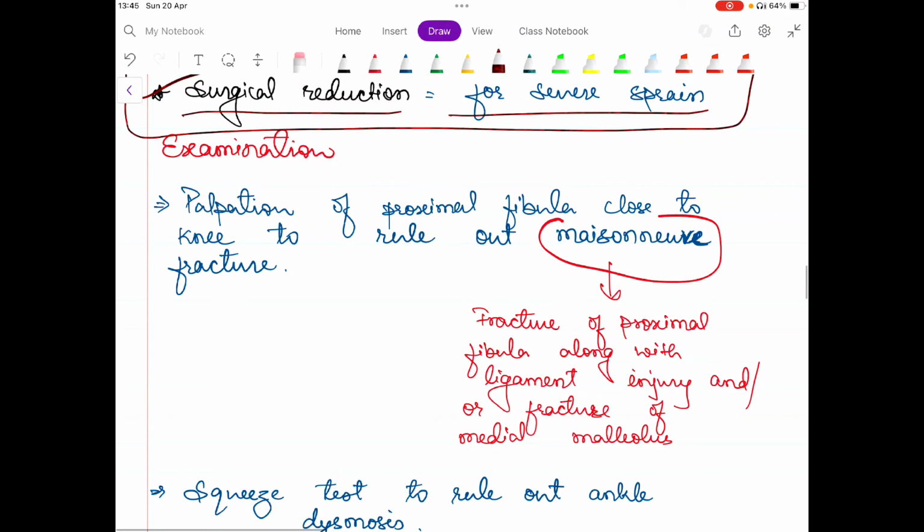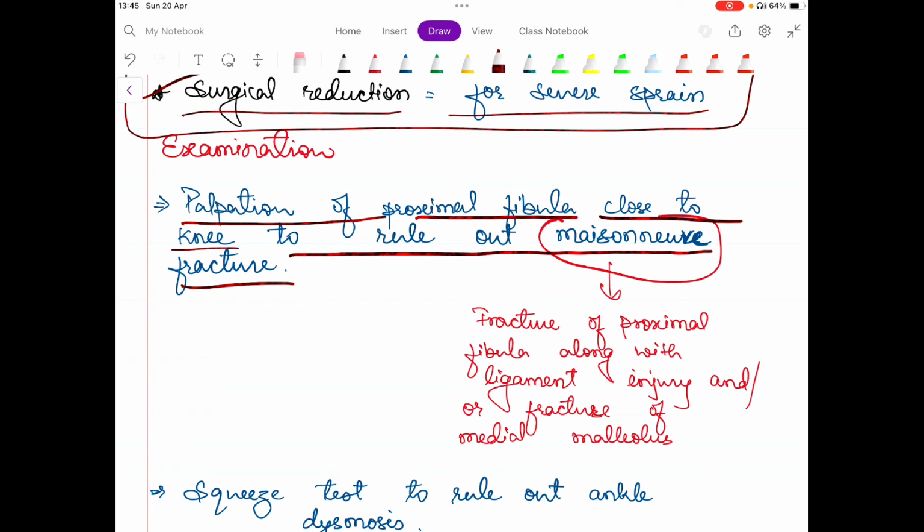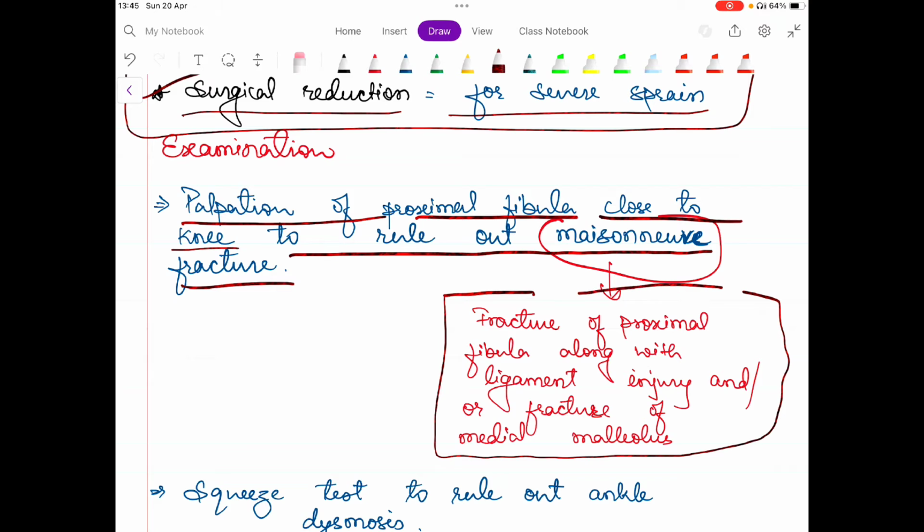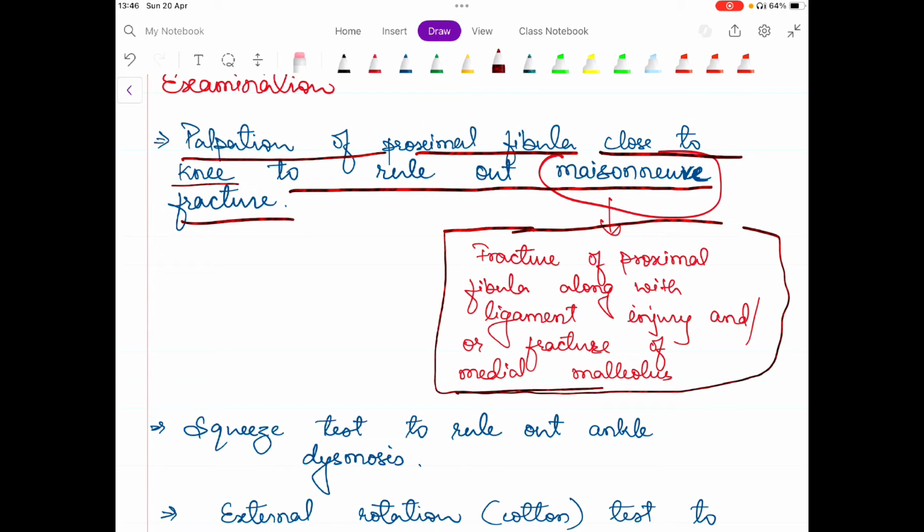Now let's talk about the examination. The first one is palpation of the proximal fibula close to the knee to rule out Maisonneuve fracture. Now, what is this Maisonneuve fracture? Maisonneuve fracture means fracture of the proximal fibula along with the ligament injury and fracture of the medial malleolus. So all three happen at the same time. So this is a Maisonneuve fracture.